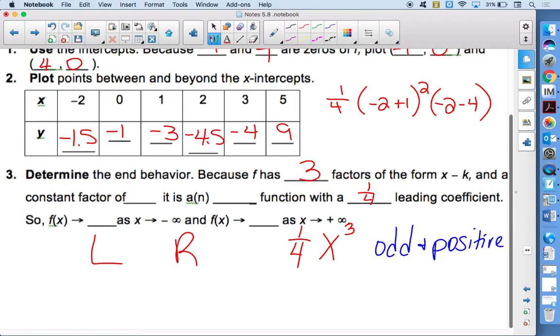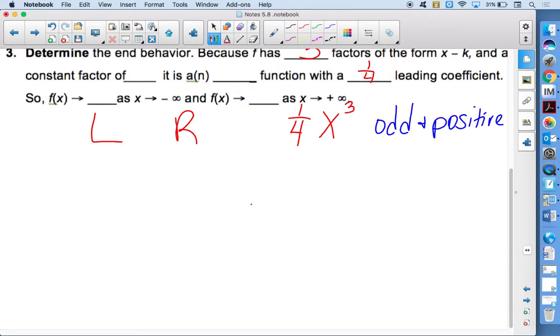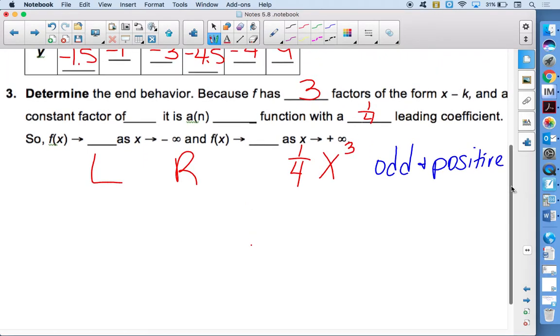So Jesse, what does that tell us then about the end behavior? That means the left would go down, the right would go up. Right? The left would go down and the right would go up. So when it's odd and positive, the left goes down, the right goes up. Odd, the graph always splits.